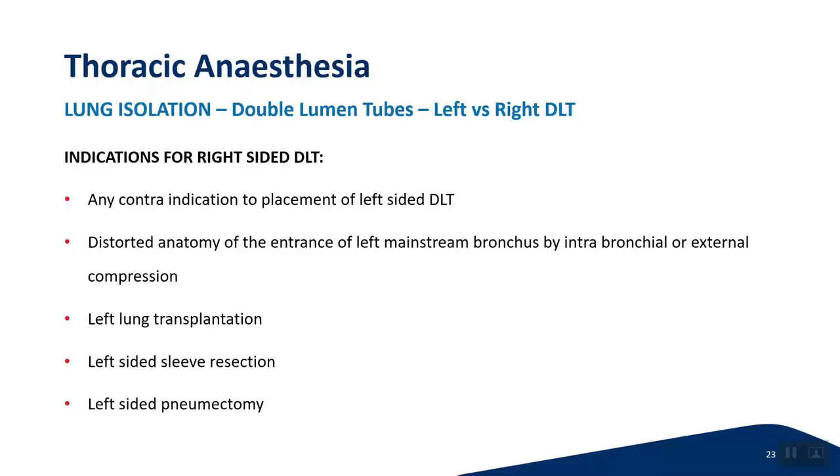Left-sided DLTs are most commonly used unless contraindicated. Distorted anatomy of the left main bronchus by external compression or intrinsic lesions may prevent use of a left DLT. Other indications for a right-sided DLT include left-sided pneumonectomy, sleeve resection, and left-sided lung transplantation.